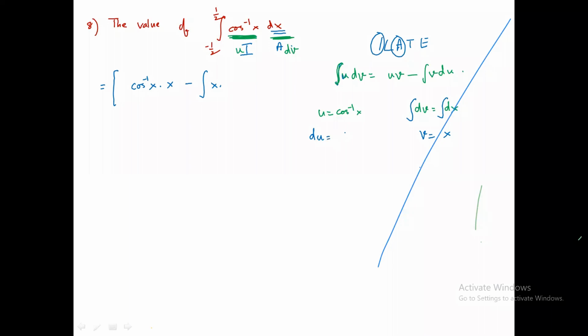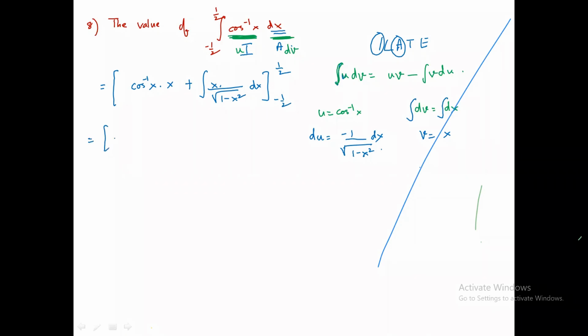Find the derivative. Derivative of cos inverse x is minus 1 by root of 1 minus x square dx, same like sin inverse x. What is the derivative of sin inverse x? Same, but minus will be there. This is the derivative of u. So I will write minus outside, 1 by square root of 1 minus x squared dx. Later on, I can use the bounds minus 1 by 2 to 1 by 2, because still I did not find the integral.